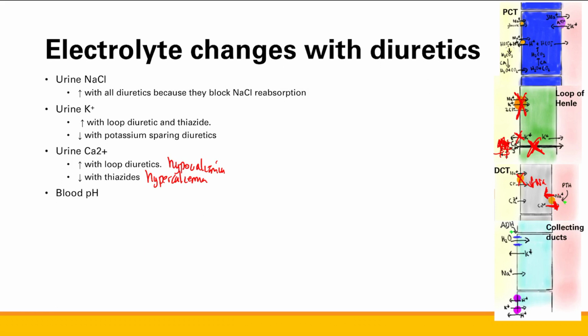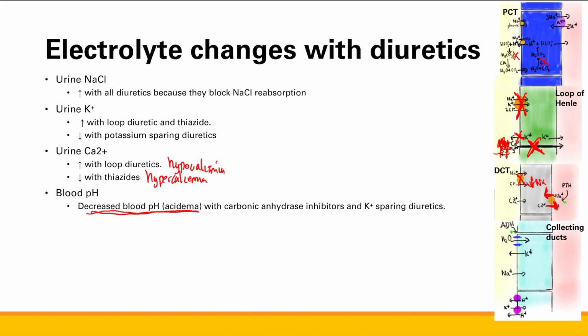So how do carbonic anhydrase inhibitors work? Remember, they block here as well as here. So they're going to decrease reabsorption of bicarb. And so what's going to happen to your blood pH if you decrease the reabsorption of your bicarb? Your pH is going to be decreased. It's going to be more acidic, okay?